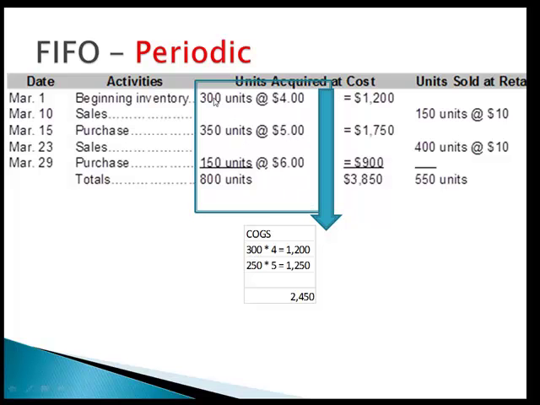It's like you're pulling all 300 units off the top, and to get to 550, you need 250 more units, so you pull from the second tier. So 300 times 4 is 1,200, 250 times 5 is 1,250, cost of goods sold is 2,450. Ending inventory would be the remaining 100 from this middle tier and all 150 from the bottom tier. That's periodic. You just look at all the inventory that you had through the whole period. You don't do it on a day-by-day basis. You just look at what you had on hand, here's the units sold, and pull out cost of goods sold from the top down.